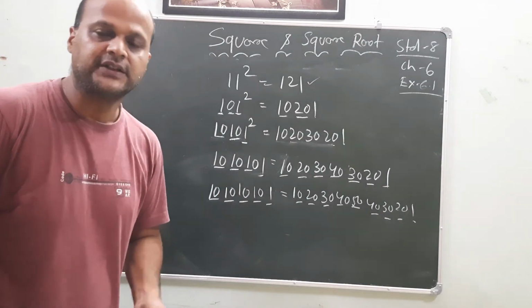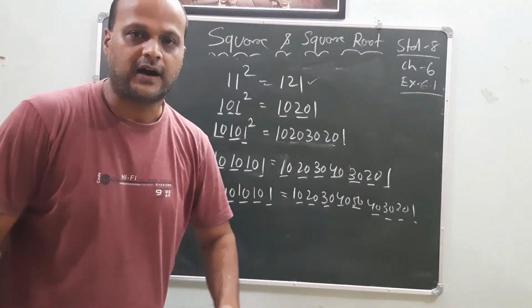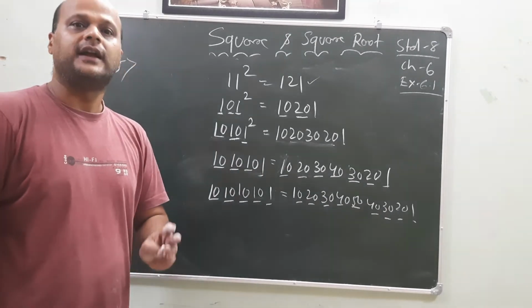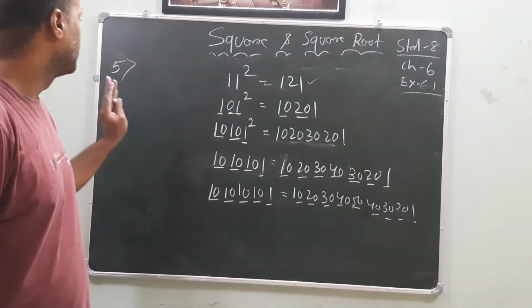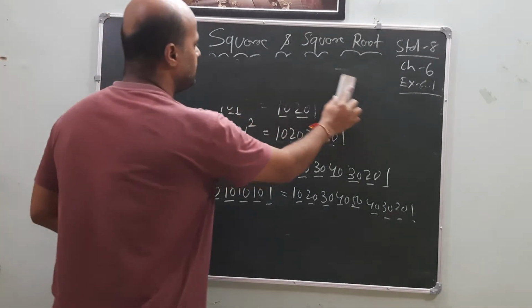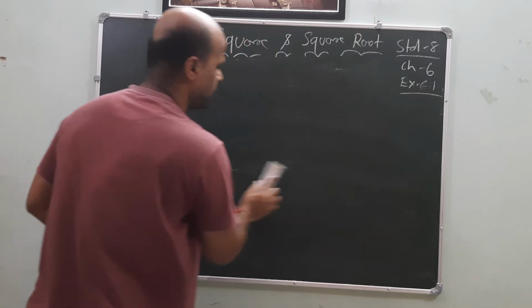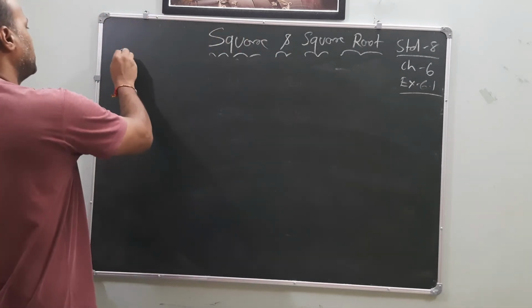Understood, my dear friends? So study the pattern very carefully. You will get the answer. Understood, my dear friends? Let's go to the sixth one. What is the sixth one is given? Sixth one is also a pattern it is given. Okay? What is the pattern in the sixth one?